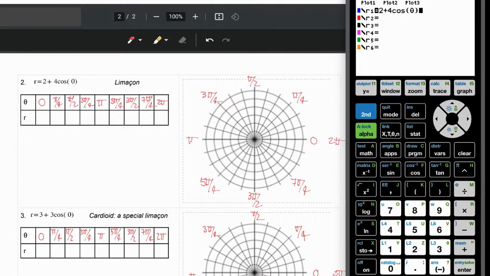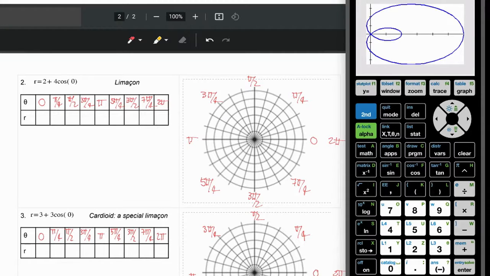All right, so moving on to question number 2, we're going to graph our limacon, and it's r equals 2 plus 4 cosine theta. So again, we're going to do zoom 0, and we're going to see what our picture looks like. If limacon is a fancy word for you, think of it as an eye of a peacock feather. It's got this oval shape with a loop in the middle.